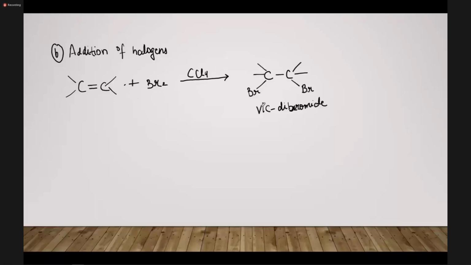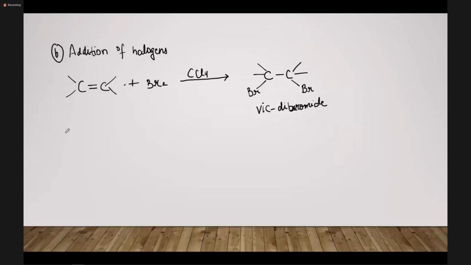Now, the importance of this reaction. The importance of this reaction is that this is a very famous laboratory test that is used for the detection of double bonds in organic compounds. If we did certain laboratory tests in 11th and 12th, you must have also done them in your school laboratories. So when we dissolve this bromine in CCl4, we get a solution which is reddish brown.